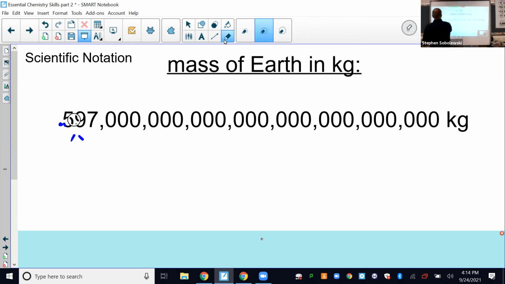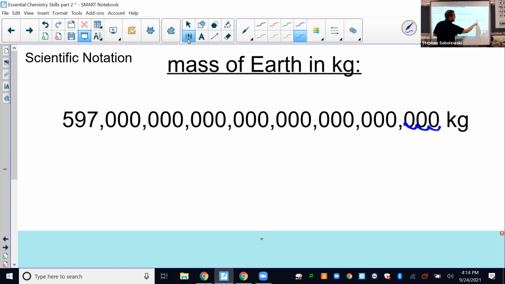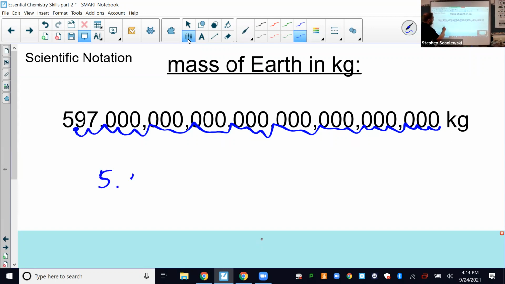All right, so I'm just going to count the steps as I sweep it. 1, 2, 3, and so on up to 26. Okay, 5.97 times 10 to the 26th kilograms.